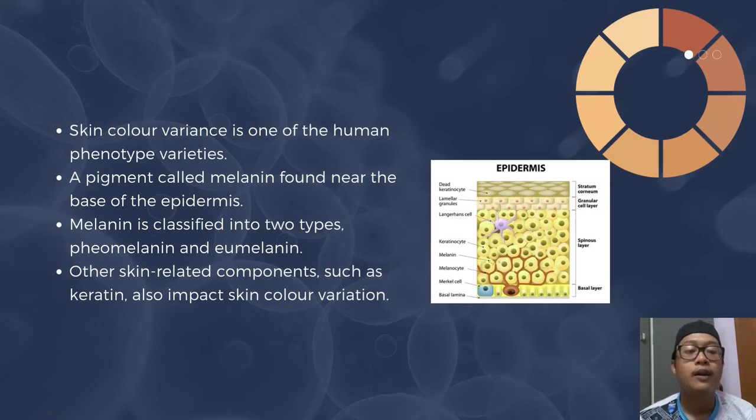Skin color variance is one of the human phenotype varieties. A pigment called melanin, found near the base of the epidermis, is generated by melanocytes. Melanin is classified into two types: pheomelanin, which is yellow-reddish, and eumelanin, which is brown-black. Pheomelanin is typically collected in light-skinned people, whereas eumelanin is mostly formed in dark-skinned persons. The number and size of melanin particles vary between individuals. Other skin-related components such as keratin also impact skin color variation.